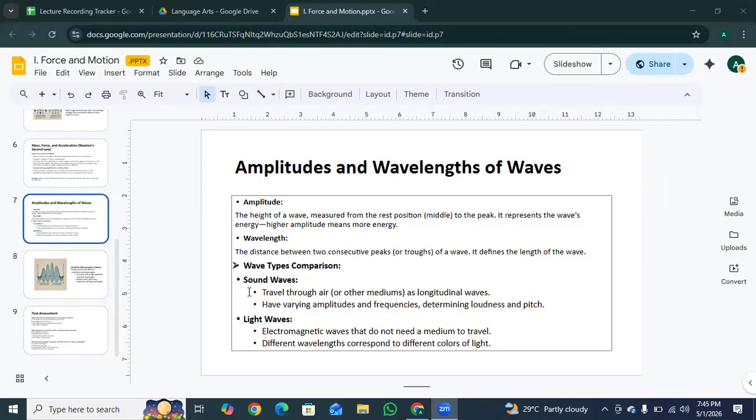Waves type comparison. Sound waves travel through air or other mediums as longitudinal waves, and have varying amplitudes and frequencies determining loudness and pitch. Whereas light waves are electromagnetic waves that do not need a medium to travel. Different wavelengths correspond to different colors of light.